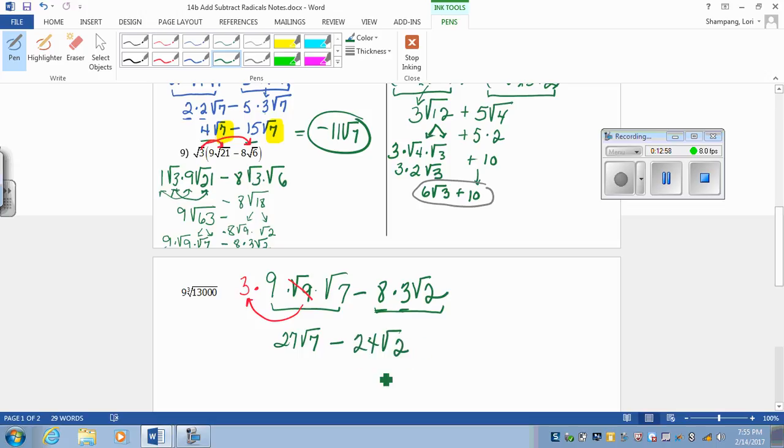Now on this one we have two different radicands. We have a square root of 7 and then we also have a square root of 2. So this cannot be any further simplified since we don't have like radicands. So our answer would look like this. 27 times the square root of 7 minus 24 times the square root of 2.